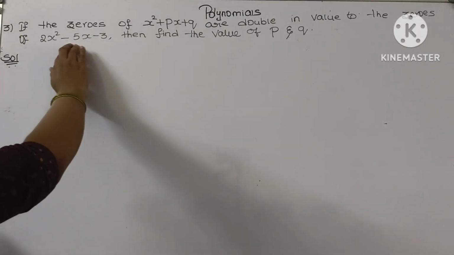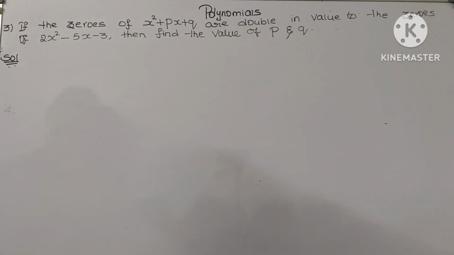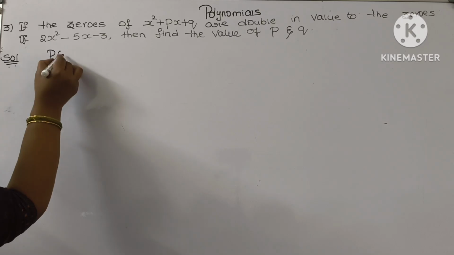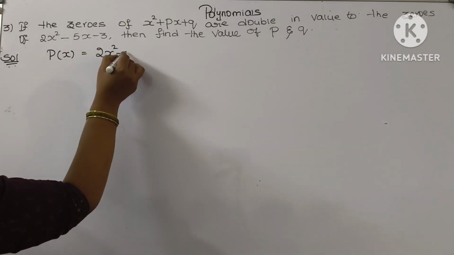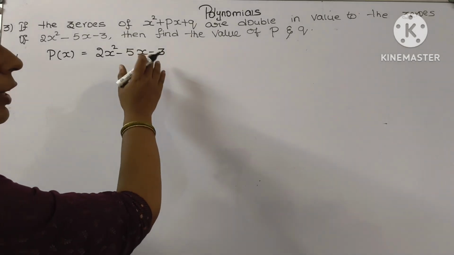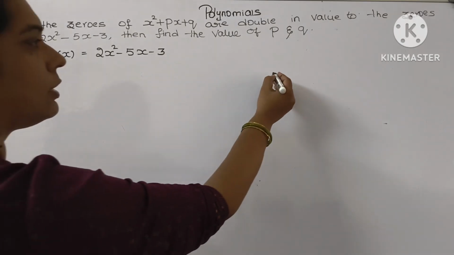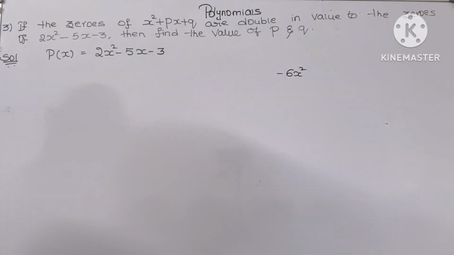Since this is a complete proper polynomial, what we will do? We will first find the zeros of the second polynomial. So, p of x is equals to 2x square minus 5x minus 3. What is that we have to do? Find the zeros of it. How do we do? Multiply the first and the last term. So, we got minus 6x square.